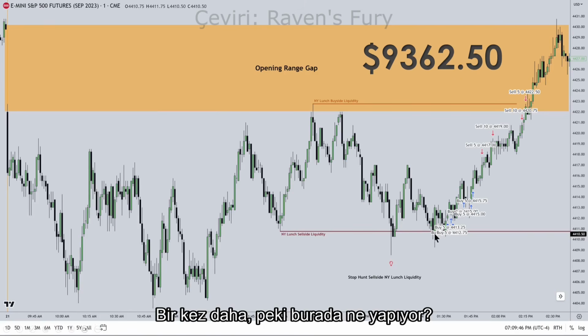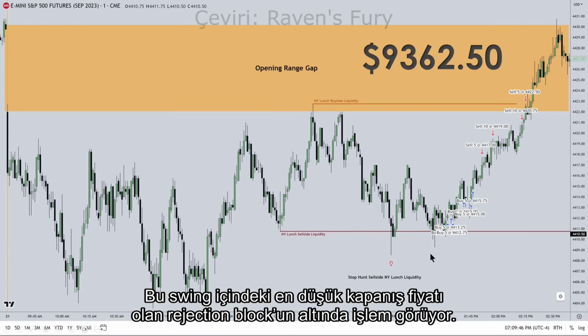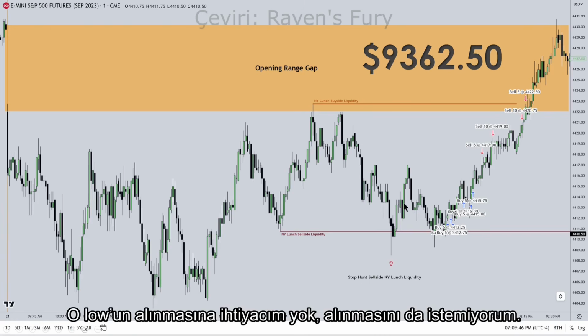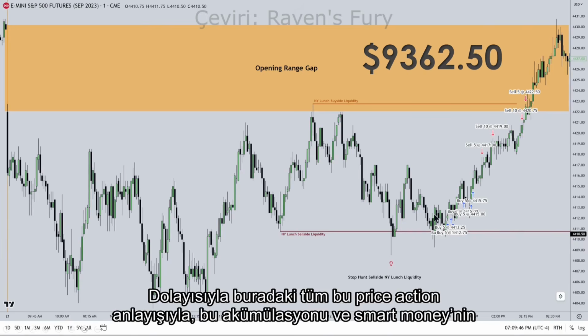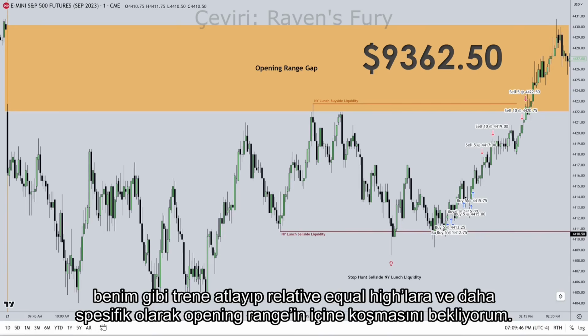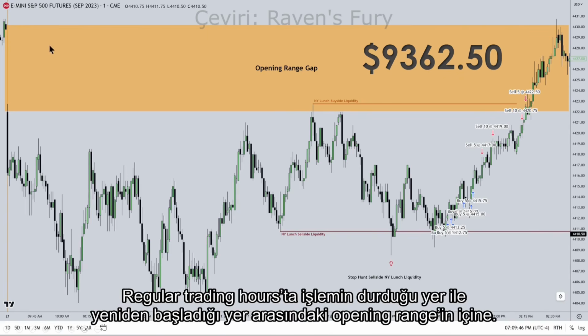One more time. What is it doing here, though? If it's not taking out that low, what is it doing? It's trading below the rejection block, which is the lowest closing price in this swing. I don't need that low to be taken out. I don't want to see it taken out. So with all the understanding of price action over here, I'm anticipating this accumulation and smart money jumping on board, as I was to run to relative equal highs and more specifically inside that opening range from regular trading hours, where we stopped trading and where we started trading.